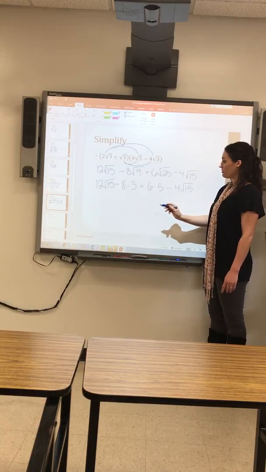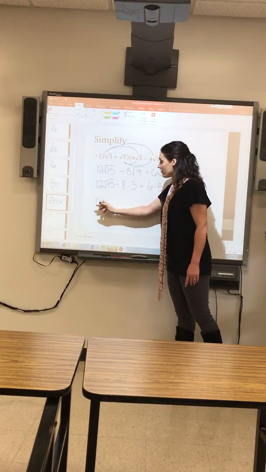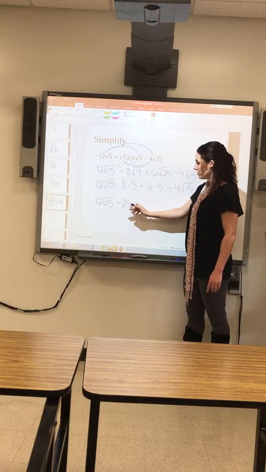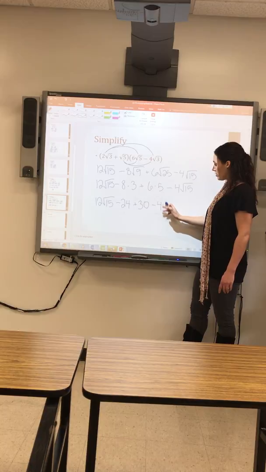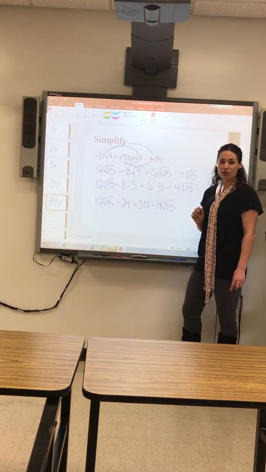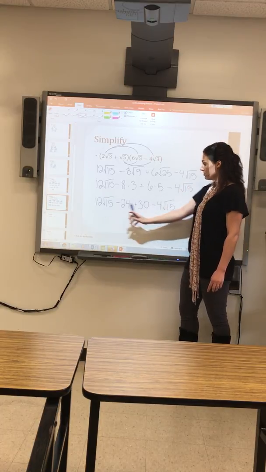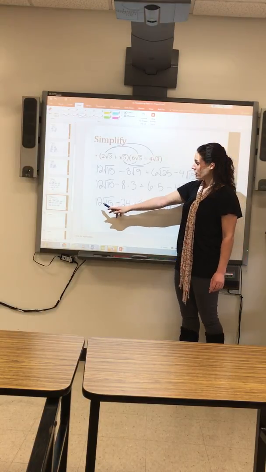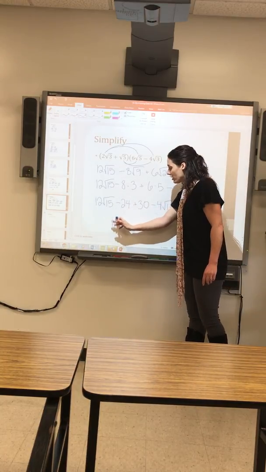From there, we've got to figure out the multiplication parts of it, and then we'll have to combine our like terms. So we have 12 square root 15, change that to minus 24, change that to plus 30, minus 4 square root 15. Like terms: whole numbers can be combined together. The other thing that can be combined together are square roots that are identical. If the radicands are identical, you can add them together. So this becomes 12 minus 4. When you combine those, you get 8 square root 15.